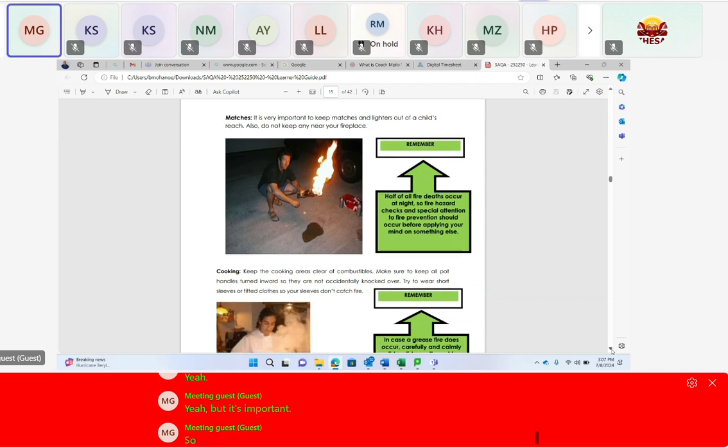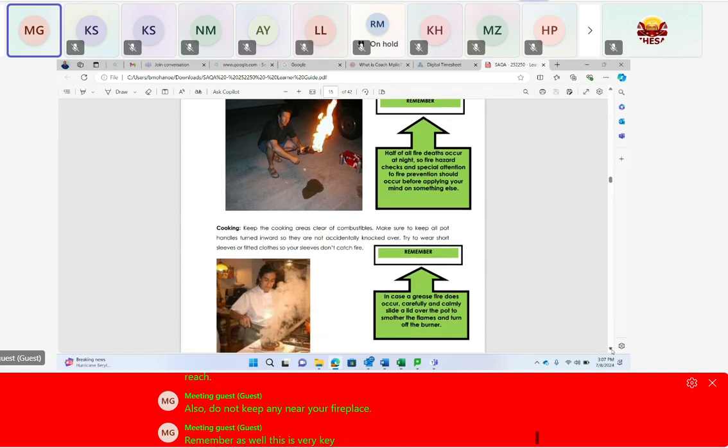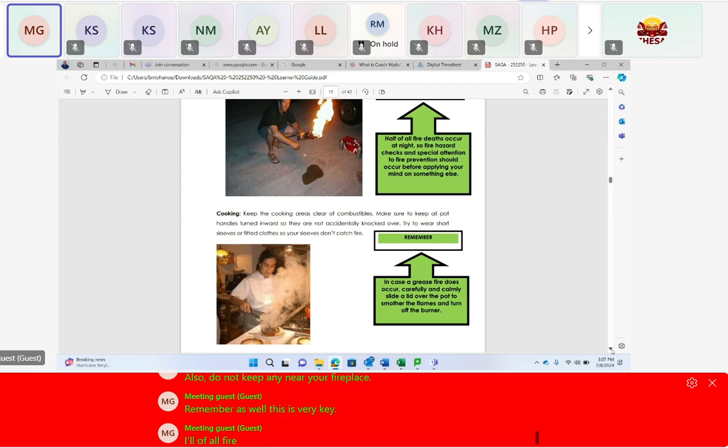Then there are matches. It is very important to keep matches and lighters out of children's reach. Also, do not keep any near your fireplace. Remember as well, this is very key: half of all fire deaths occur at night. So fire hazard checks and special attention to fire prevention should occur before applying your mind on something else.